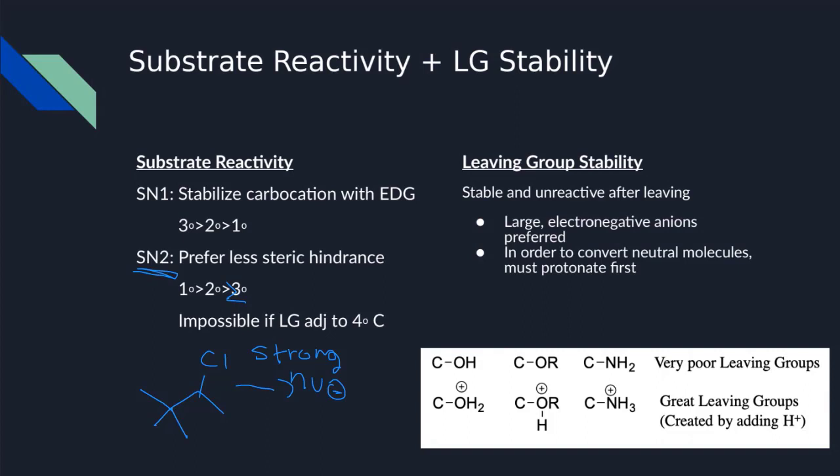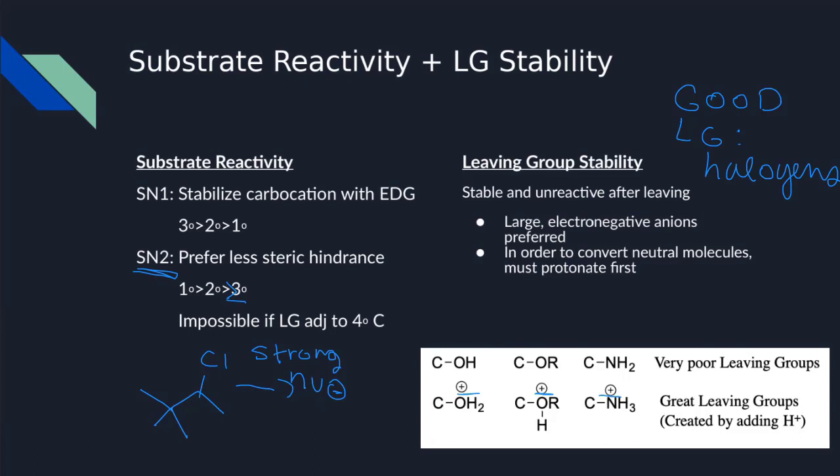So a lot of good leaving groups tend to be something like halogens. We're also going to see that if they have a positive charge on them, they tend to also be good because they will be leaving with those electrons, thus neutralizing that positive charge.